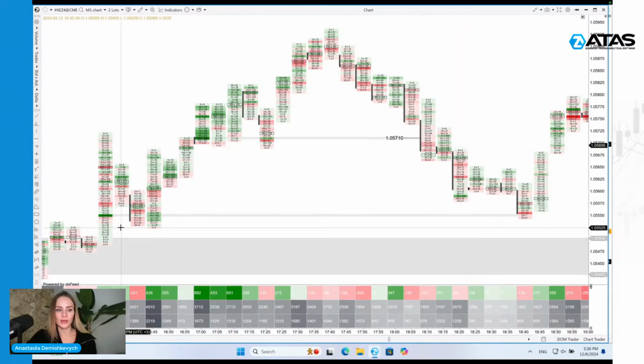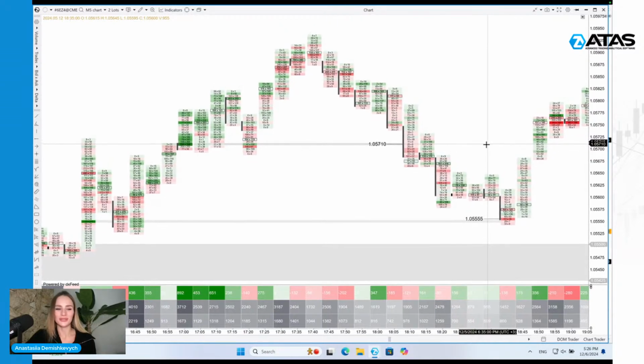So we could have two entry points, one at the level of 0.5710 and one at the level of 0.5555. Beautiful level as well to enter the trade.